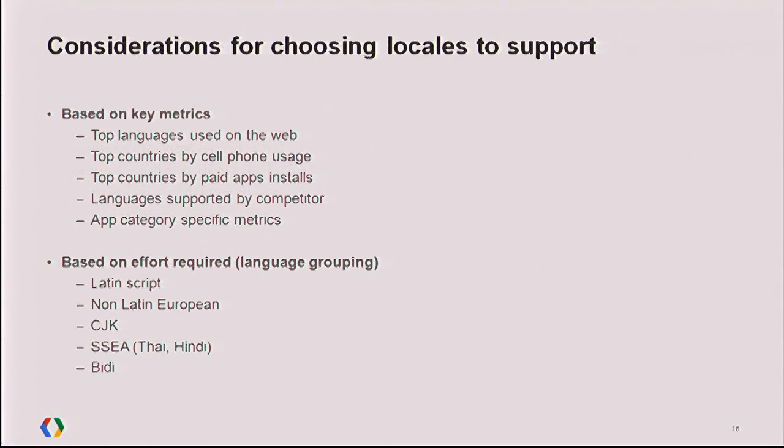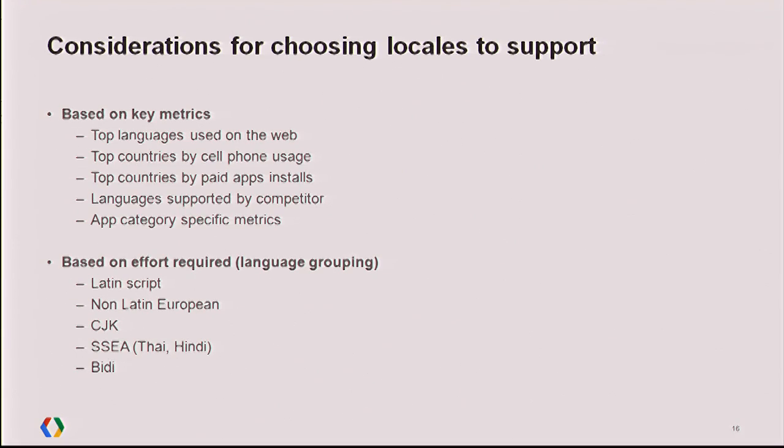As I talked about in the previous slide, let's talk a little bit more about the key considerations that you have when deciding which locale, a combination of your country and language, you would like to have your app or your product available in. Broadly, the considerations could be divided into two types. One is based on various key metrics, and again, there could be a variety of them. And the second is based on the effort required for implementation of these. So let's talk more about the key metrics.